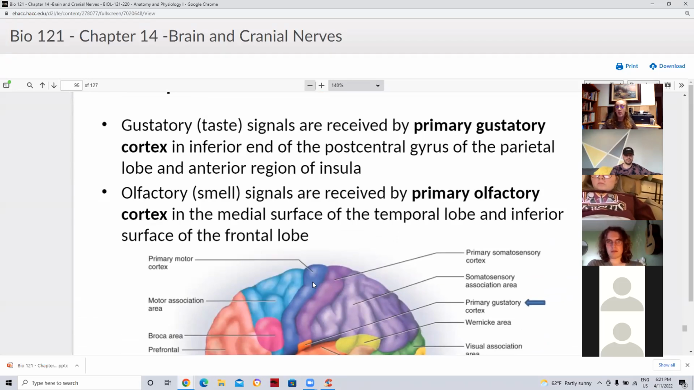Gustatory information is received by the primary gustatory cortex, which is in the inferior end of the postcentral gyrus. So remember, here's your central sulcus. So precentral gyrus, postcentral gyrus.